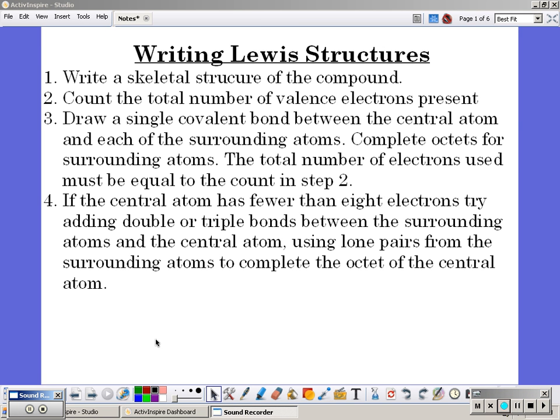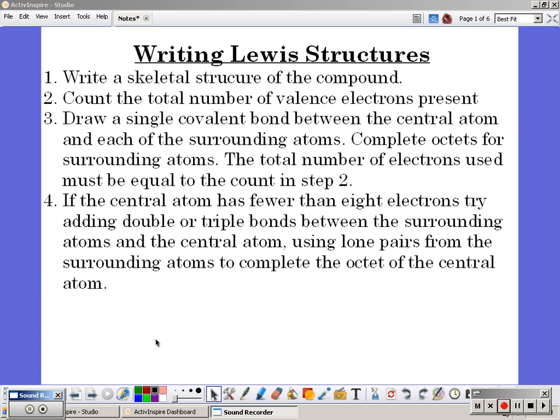Writing Lewis structures. So you're going to write a skeletal structure of the compound. You'll put the element in the middle, those that are more electronegative around the outside. Count the total number of valence electrons present. Draw a single covalent bond between the central atom and each of the surrounding atoms. And then complete the octets for the surrounding atoms.